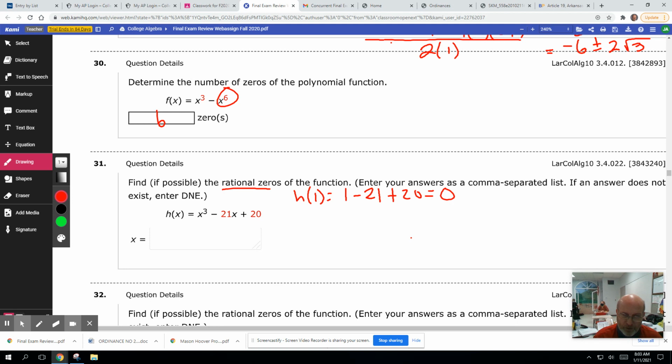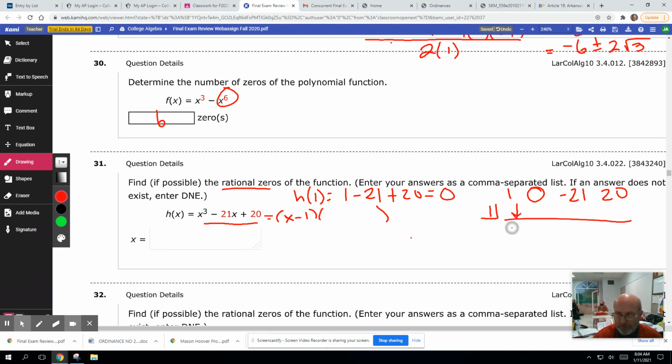And if we know a 0, we know a factor of that polynomial. If 1 is a 0, we know x minus 1 times something is that polynomial. So we're going to divide this polynomial by x minus 1 to find out what goes in here. And so I'm going to do the synthetic division thing where I put 1 in a box and the coefficient of x cubed, the coefficient of x squared, coefficient of x, and the constant term.